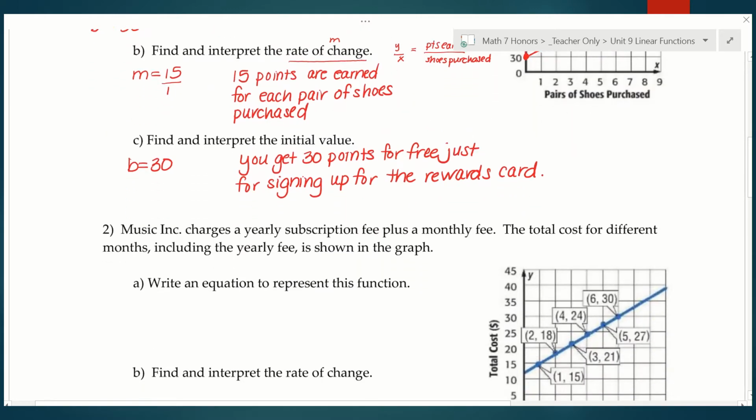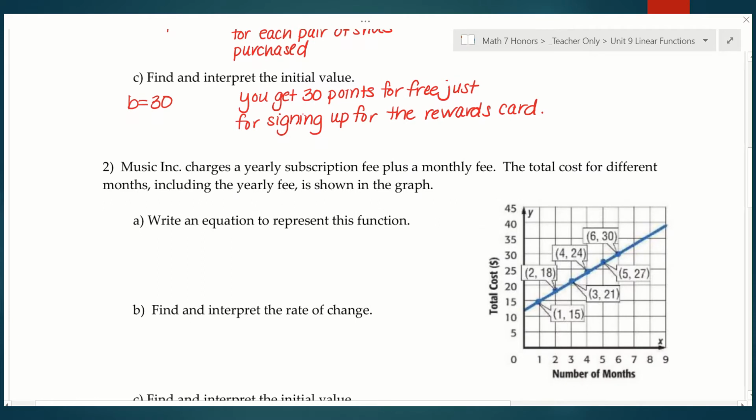All right, number 2. Music Incorporated charges a yearly subscription fee plus a monthly fee. The total cost for different months, including the yearly fee, is shown in the graph. Part A, write an equation to represent this function. Okay, so again, to write the equation, I need to be using my slope-intercept form, y equals mx plus b, which means I need to know the slope and I need to know the y-intercept to figure this out.